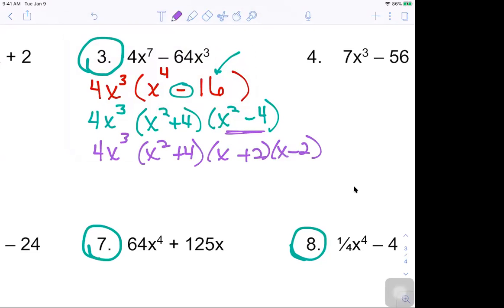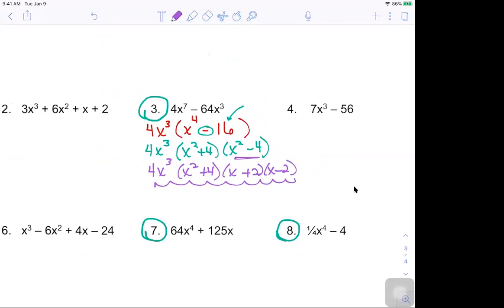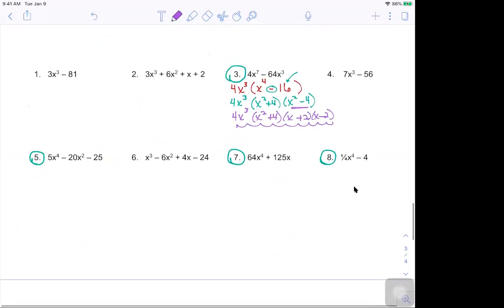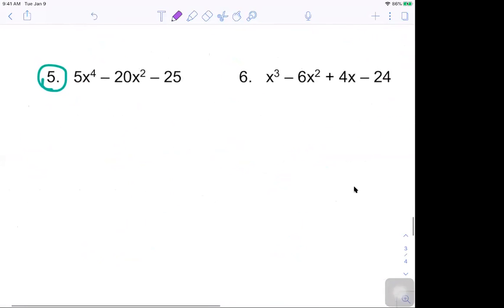Because it's not a difference of squares. Excellent. Yeah, so it's not a difference. It has a plus sign, so it's a sum. So a lot of factoring there. GCF, and then 2 problems were the difference of perfect squares. So we're going to move down to number 5. And we'll look at that one as well.